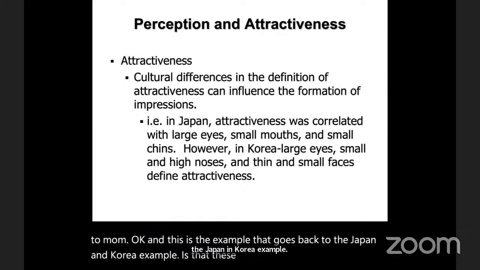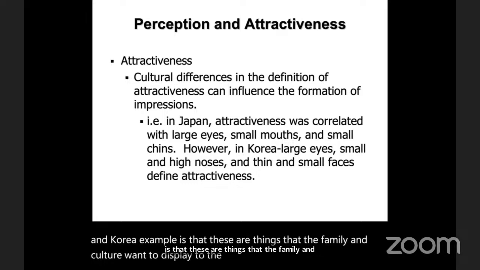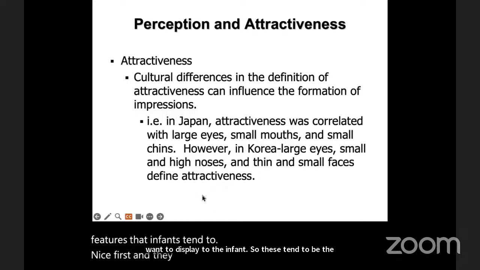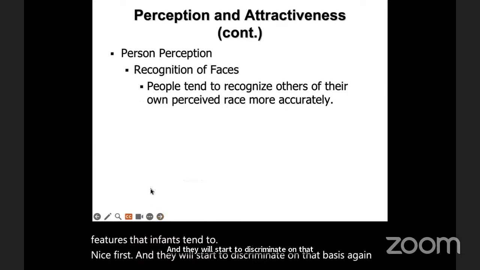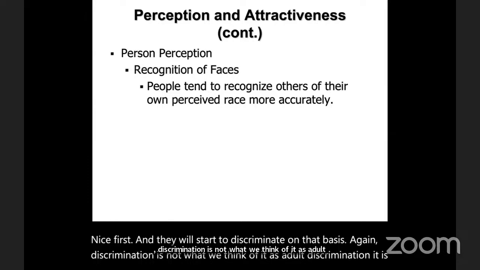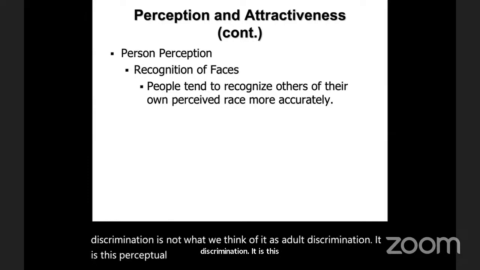And this goes back to the Japan and Korea example, that these are things that the family and culture want to display to the infant. So these tend to be the features that infants recognize first, and they will start to discriminate on that basis. Again, discrimination is not what we think of as adult discrimination. It is this perceptual discrimination.